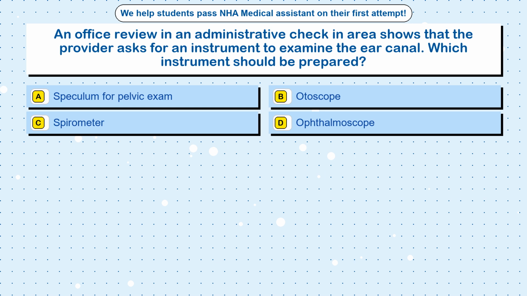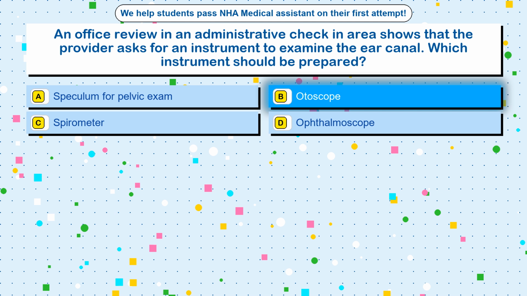Question 8. An office review in an administrative check-in area shows that the provider asks for an instrument to examine the ear canal. Which instrument should be prepared? Option A, speculum for pelvic exam. Option B, otoscope. Option C, spirometer. Option D, ophthalmoscope. The correct answer is option B, otoscope.